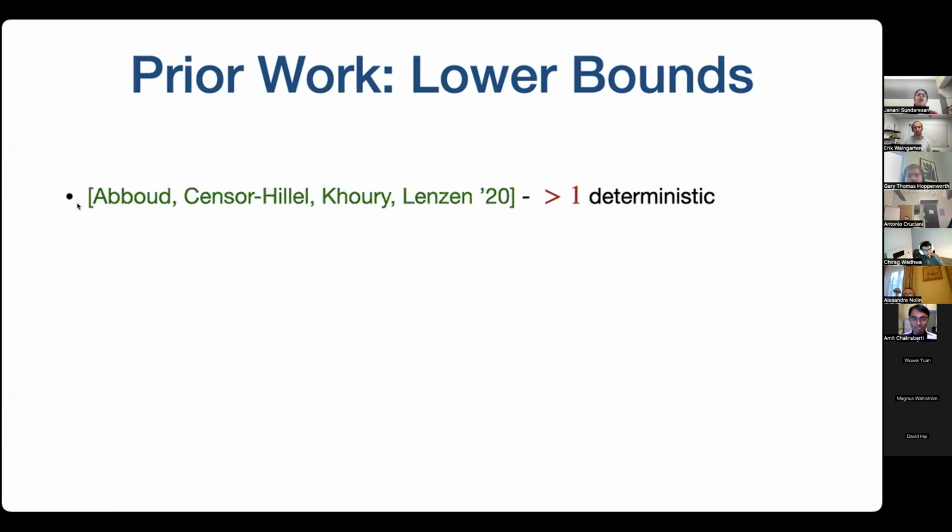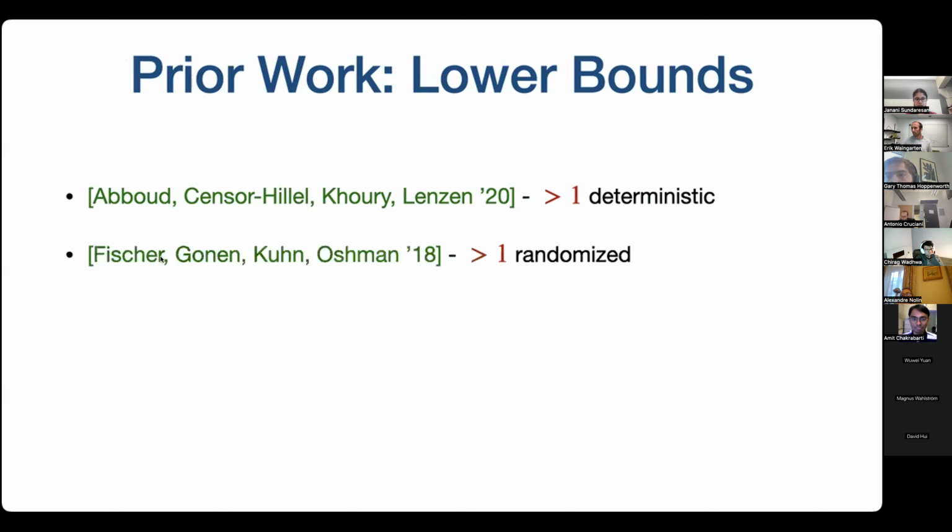So Abboud et al. was able to give a lower bound for this problem for deterministic algorithms, which says that you can't do it in one round. And that's it. After this, Fischer et al. was able to improve this lower bound to saying that you're not going to be able to do it in one round for randomized algorithms also. And as far as lower bounds go in the model we are looking at, this is all we know. We don't know any other lower bounds.